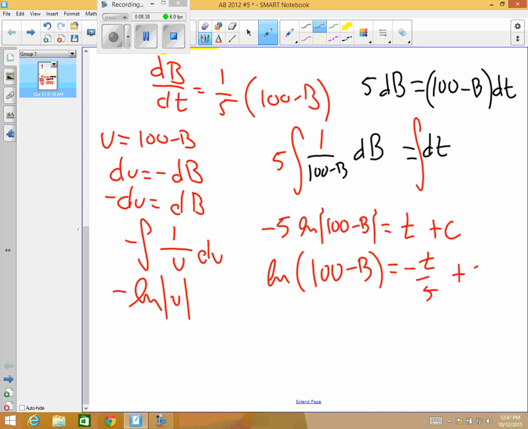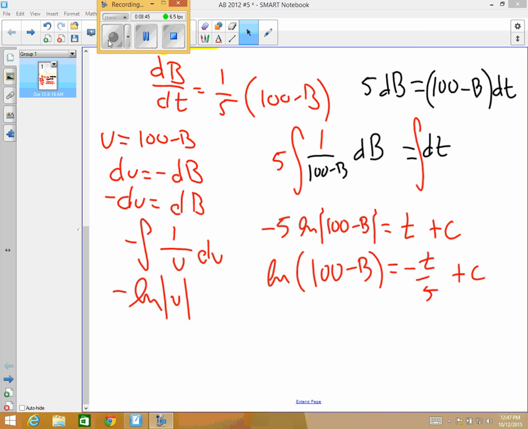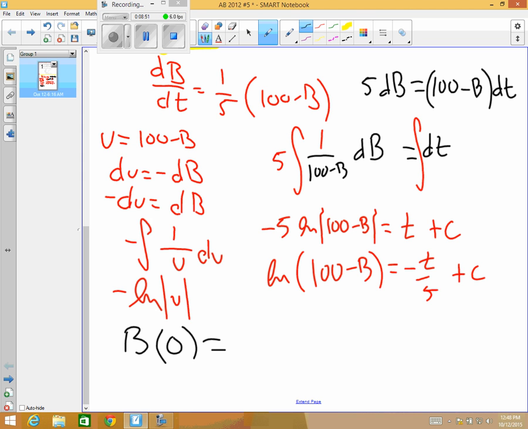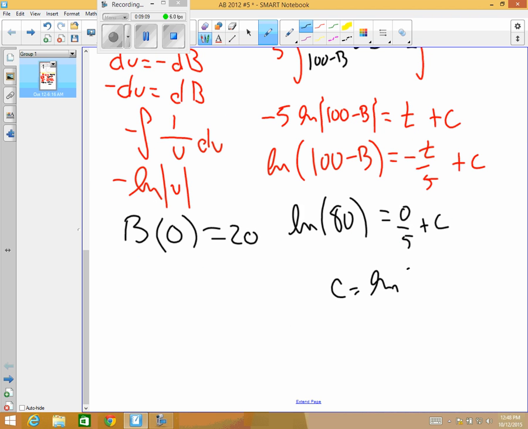Now it's time to use our initial condition to solve for c. We're using the initial condition b of 0 equals 20. So anywhere I see a b, I'm going to put 20. Anywhere I see a t, I'm going to put 0. Natural log of 100 minus 20 would be natural log of 80 equals 0 over 5 plus c. So c is natural log of 80. Now we've just gone through a lot of work to figure out that c. Now we got to put it all together. Using my natural log of 100 minus b equals negative t over 5 plus natural log of 80.